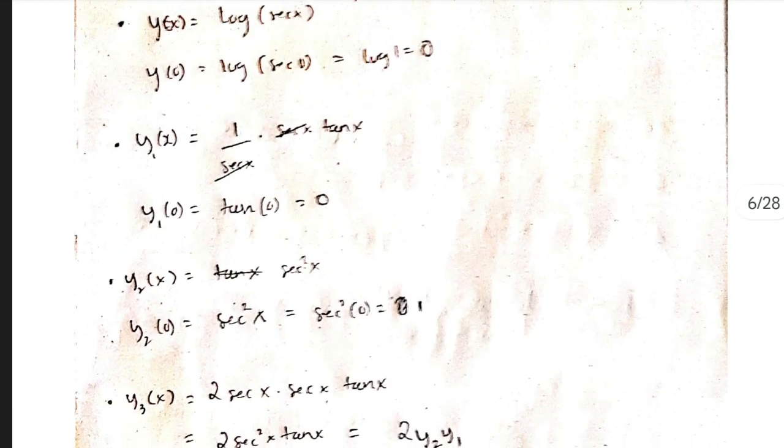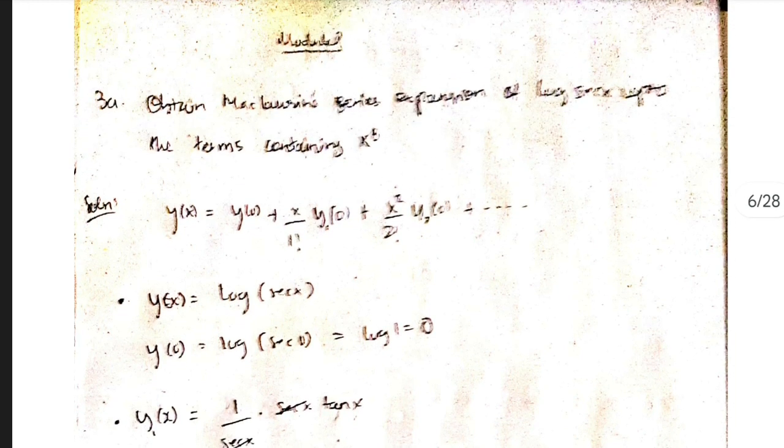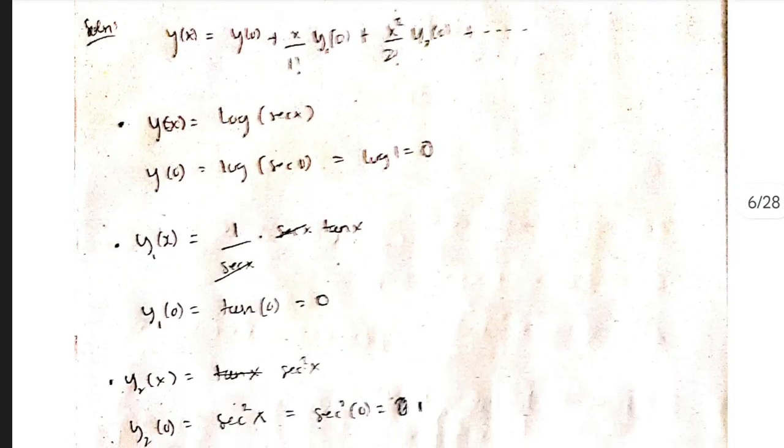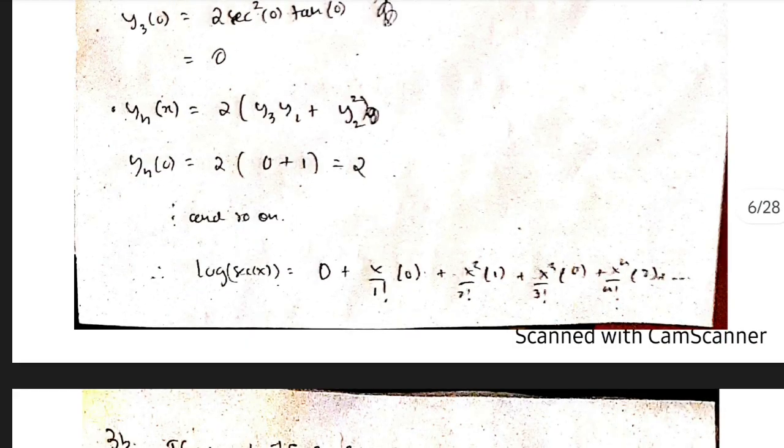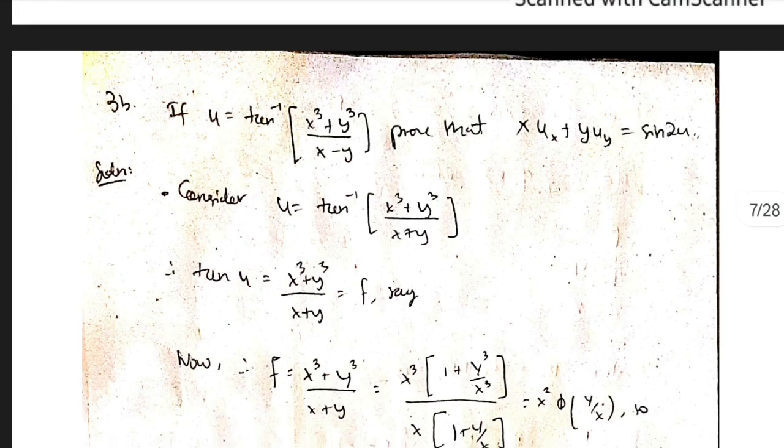You have in the formula you have got these things, right? The things like y of 0, y1 of 0, y2 of 0, those things you have to substitute. Okay, this is y of 0, this is y1 of 0, this is y2 of 0 and so on. You have to just substitute that in the formula and write the answer. Okay, so that's a very important question. You need to know how to solve the Maclaurin series.